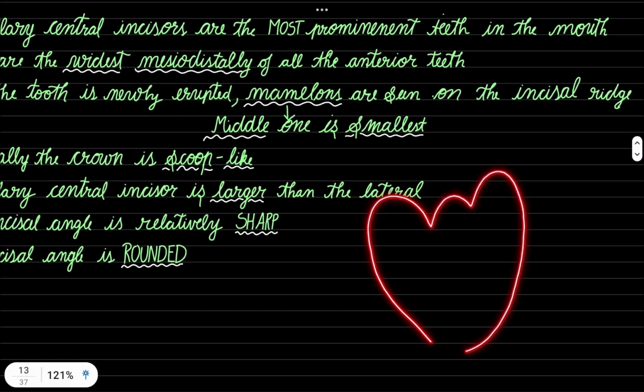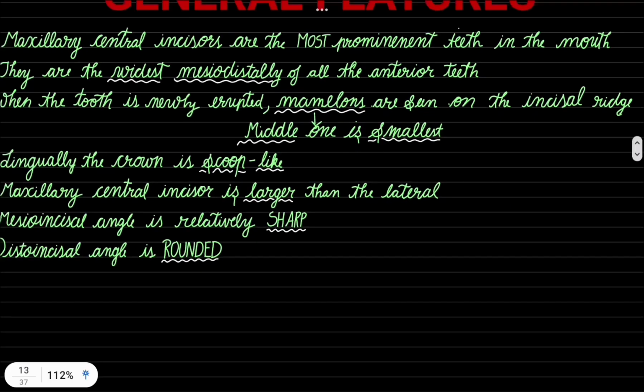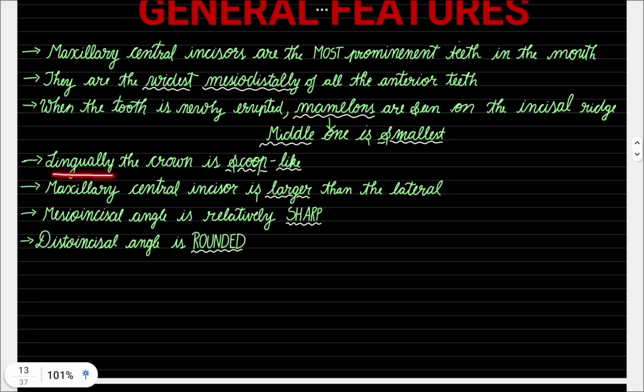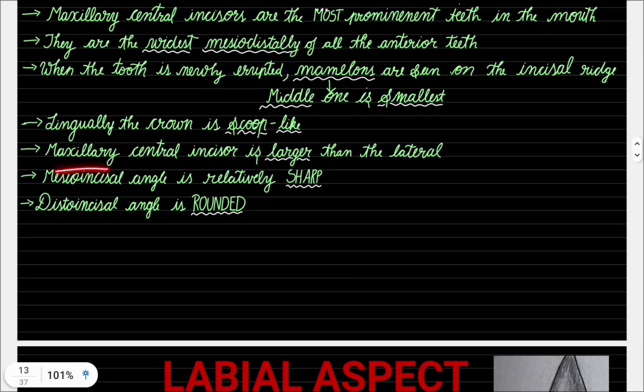So the mamelon which will be in the middle or the center will be the smallest mamelon. Now lingually the crown is scoop-like. As you know, we have an ice cream scoop just like this. So from the lingual side, the crown will appear like a scoop. Now the maxillary central incisor is larger than the lateral and the meso-incisal angle is relatively sharp. This point we will be discussing in the labial aspect.